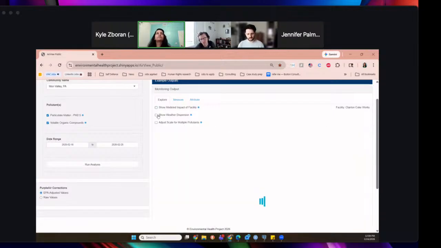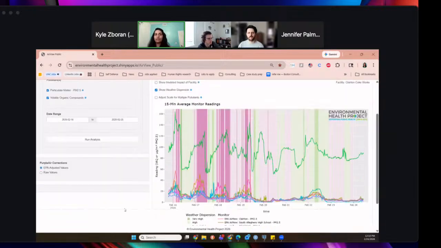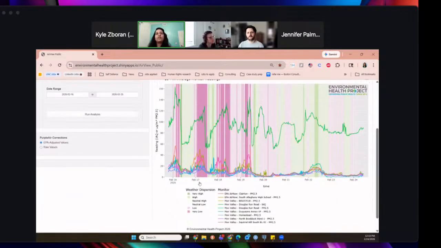Next, we have show weather dispersion. What this does is it colors the background of the plot based on 5 categories of atmospheric dispersion, ranging from very low to high. At lower levels of dispersion, pollutant events may dissipate more slowly, and ambient pollution levels can accumulate. At higher levels of dispersion, pollution levels tend to drop more quickly but travel farther. And you can see all of these described in our legend. This allows you to visually connect pollution spikes with atmospheric conditions.